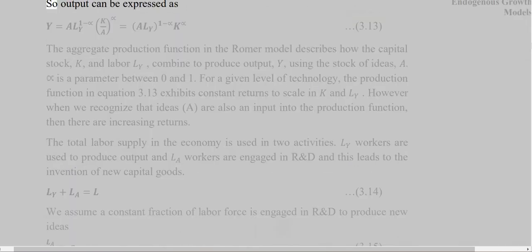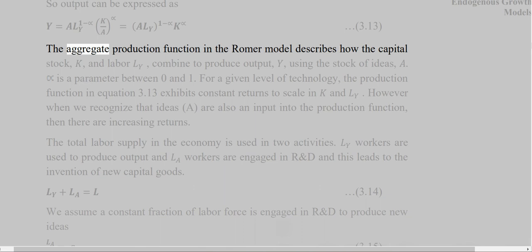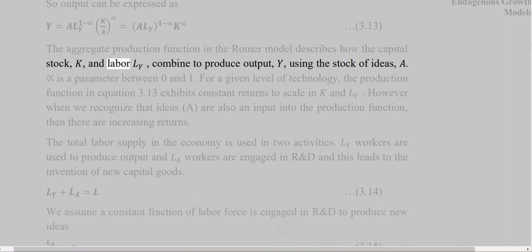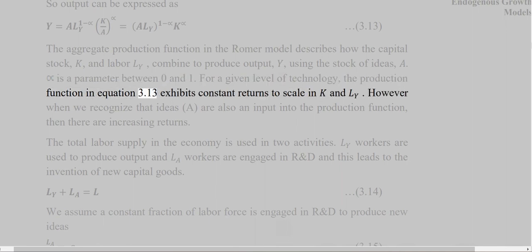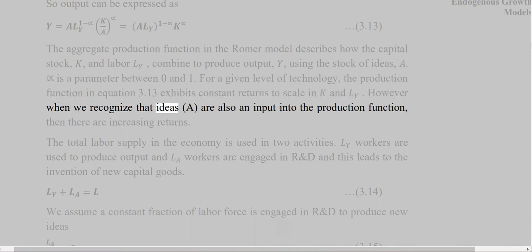so output can be expressed as Y equals proportional to, equals proportional to, 3.13. The aggregate production function in the Romer model describes how the capital stock and labor combine to produce output using the stock of ideas. Alpha is a parameter between 0 and 1. For a given level of technology, the production function in equation 3.13 exhibits constant returns to scale in K and L. However, when we recognize that ideas, A, are also an input into the production function, then there are increasing returns.